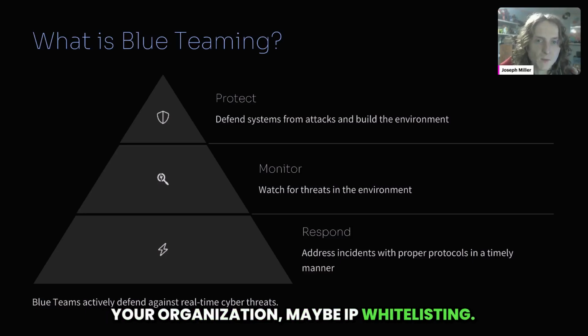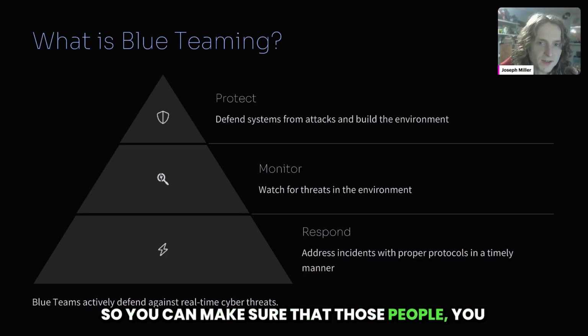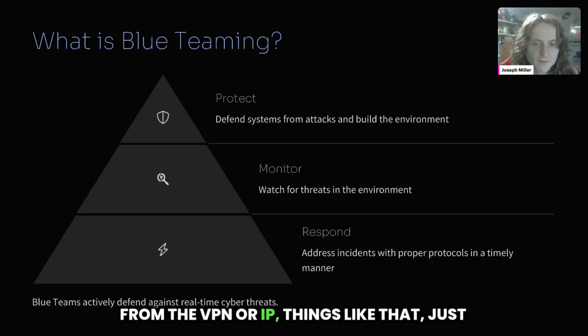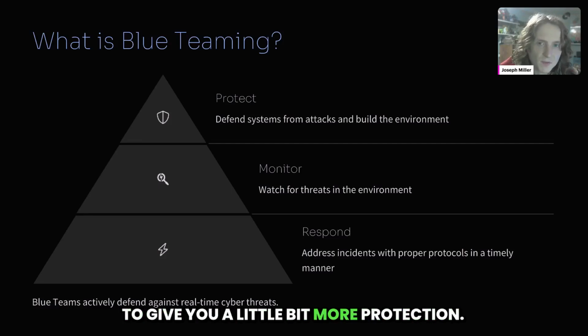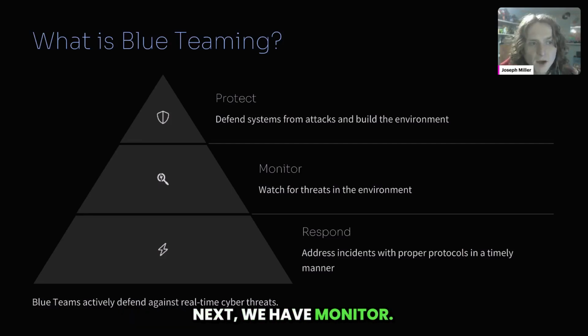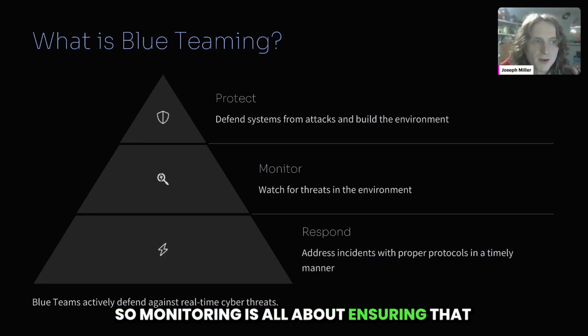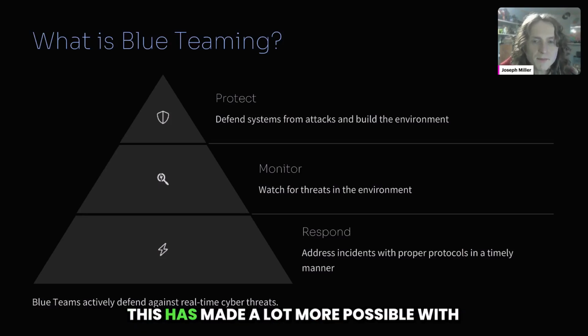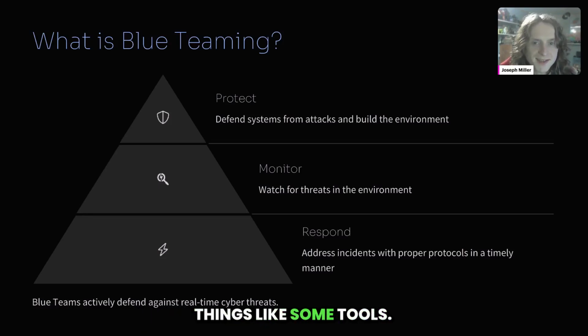Maybe IP whitelisting, so you can make sure that those people, if you use a VPN, they have to come from the VPN or IP, things like that, just to give you a little bit more protection. Next, we have monitor. So monitoring is all about ensuring that Big Brother's always watching your environment, right? This is made a lot more possible with things like SIEM tools.